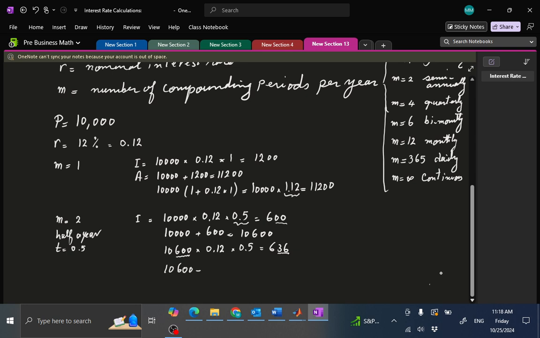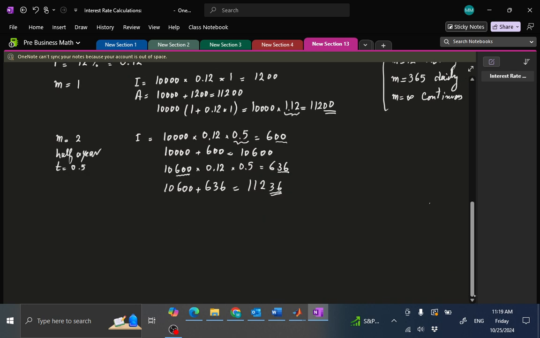10,600, which I had at the beginning, plus 636. When I add them, I have $11,236. So all the fight is over this extra $36 that you see compared to there. So if I take my money, invest it after 6 months back in the same account, and assuming that the same rate applies, that's why it's called nominal, in this scenario, I'm going to have $36 more than that scenario.